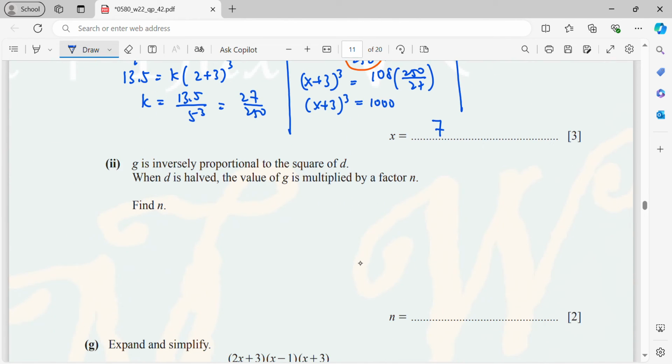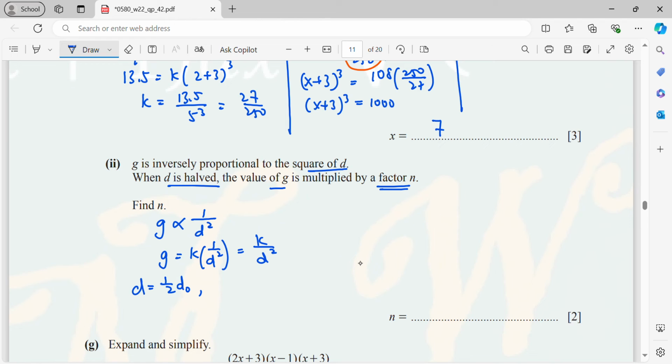Now part 2, G is inversely proportional to the square of D. That means G is inversely proportional to square of D. Then now G will be equal to k of 1 over D squared. This is what you get. Then you can just write k over D squared. Now when D is half, the value of G is multiplied by a factor n. That means if your D is half D naught, where D naught is the initial value, your G is n times the original G. That is G naught.